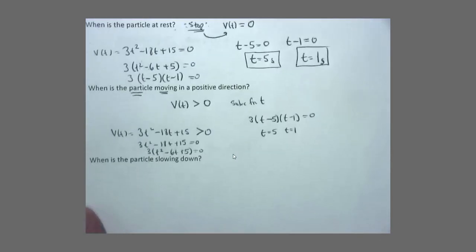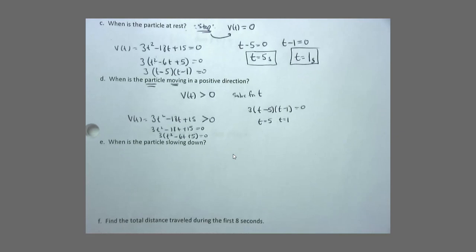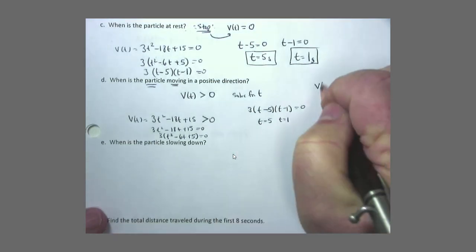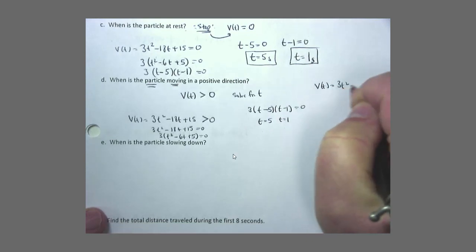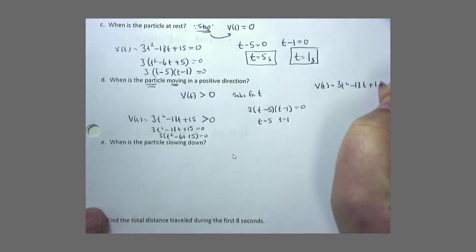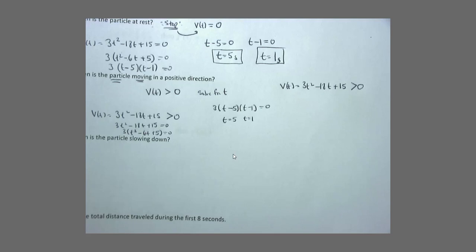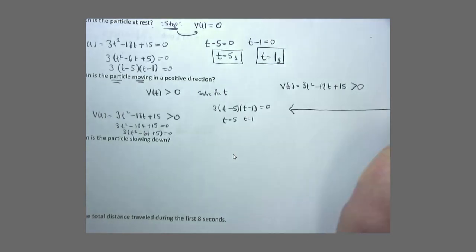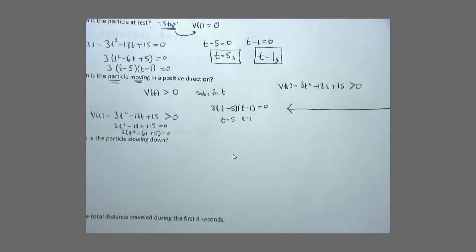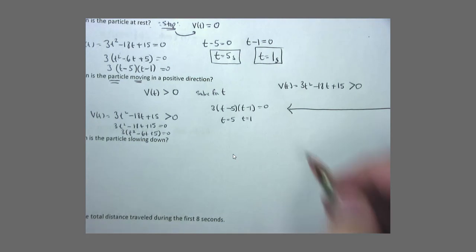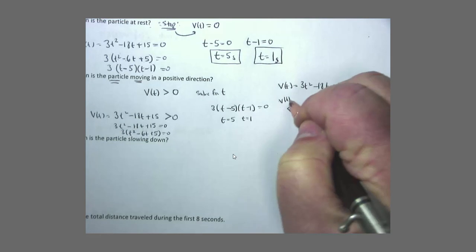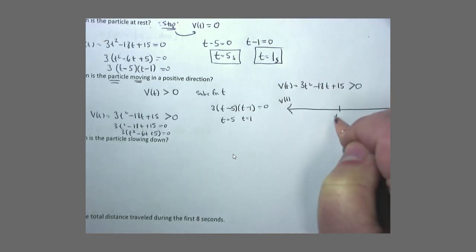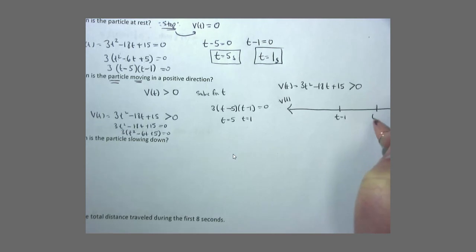I did all that good stuff up here, just redoing it again, but here's the big idea. We're not trying to figure out when it's equal to 0. We're trying to figure out when it's moving in a positive direction. So we're really going to solve this inequality: v of t equals 3t squared minus 18t plus 15 is greater than 0. How do you solve a quadratic inequality? You're going to draw a number line. You put the time values where it's equal to 0 on your number line. This is a velocity number line. So we got t equals 1 and t equals 5.